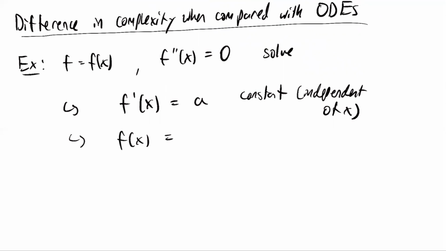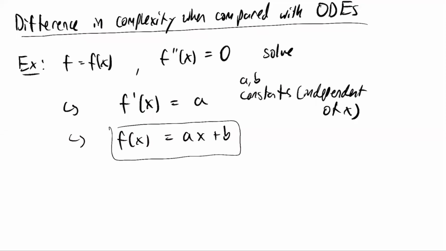If I take an antiderivative of the left side, I just get my function f. And if I take an antiderivative of the right side, what's the antiderivative of a constant with respect to x? It's just that constant times x. But then there could have been another constant that popped up as well, right? So a and b are constants here, independent of x. This is the general form of my solution to this particular simple differential equation.